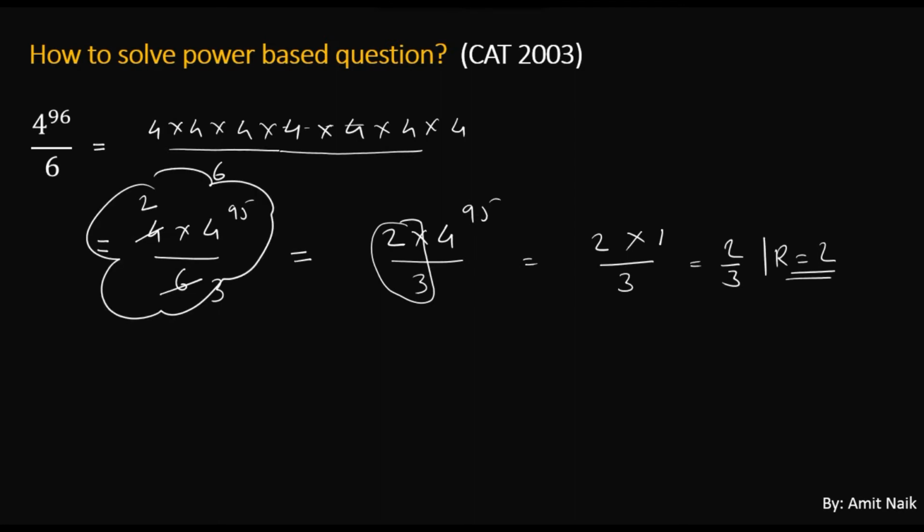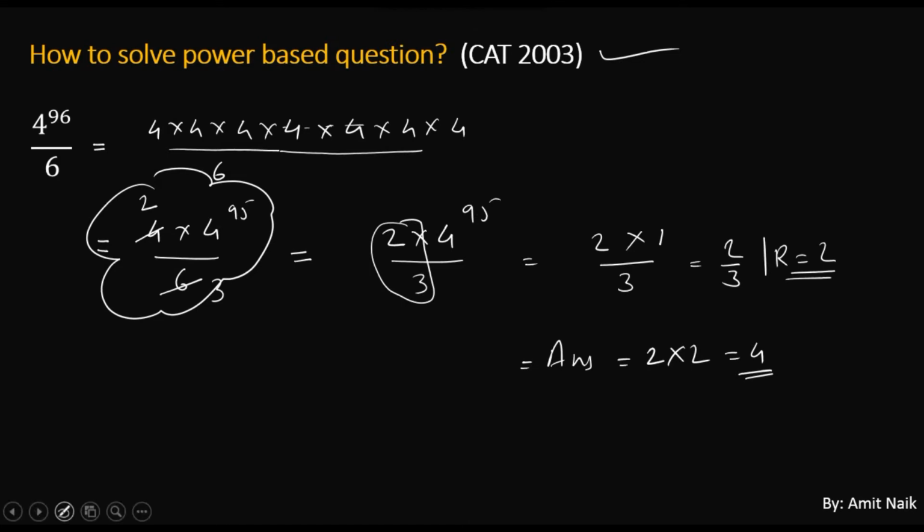So to take care of that cancellation, my answer needs to be multiplied by 2 once again, because I had divided by 2 in the numerator and denominator. So the answer is 2 into 2, equal to 4. This was a question which was asked in the CAT examination 2003, which is very simple.